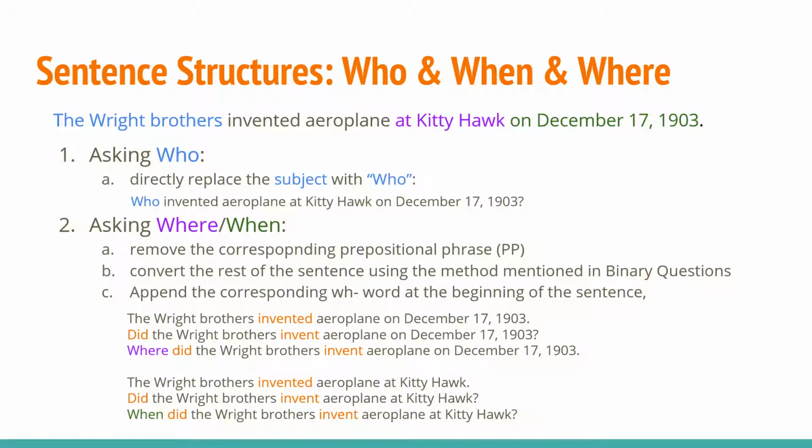In order to ask WH questions, we will first ask who by directly replacing the subject with who, and then in order to ask where and when, we will first remove the corresponding prepositional phrase and then convert the rest of the sentence using the method we mentioned in binary questions, and then we will append the corresponding WH word at the beginning of the sentence. And here are two examples.